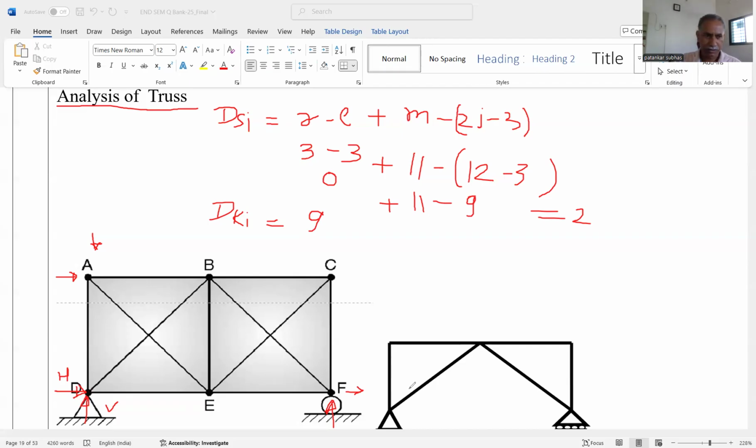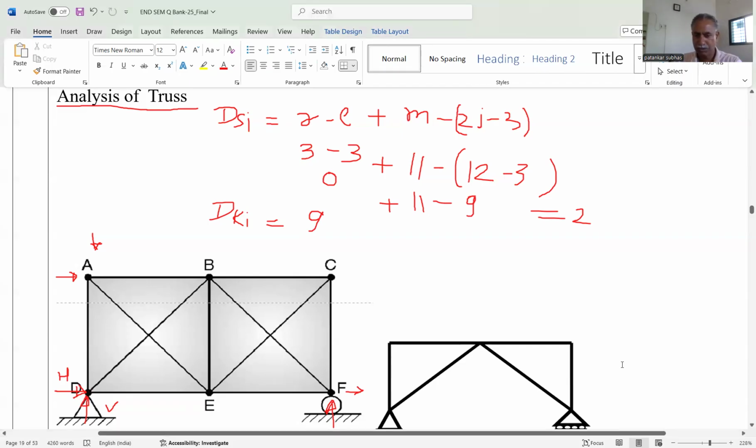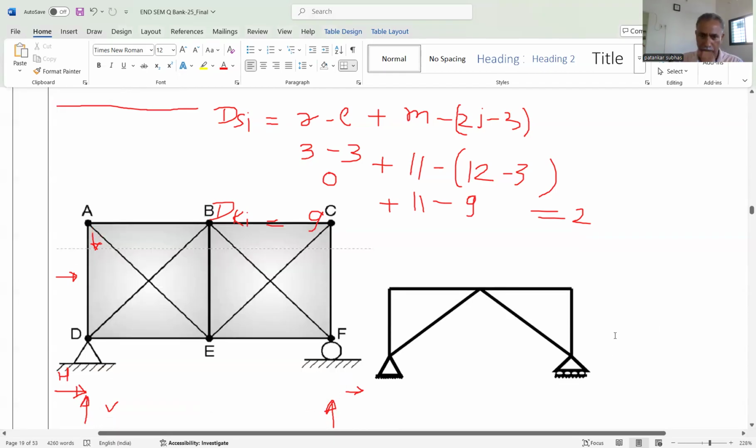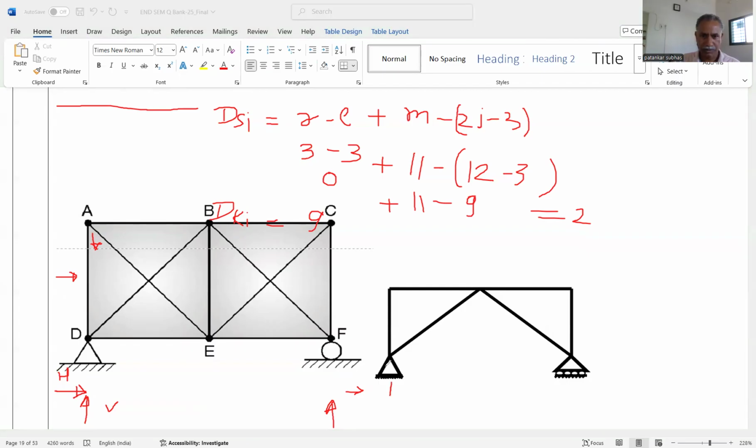Similarly for the second truss, it is observed that at one support we have two reactions, vertical and horizontal. At another support, there is a roller support, that's why 1. Therefore, R is equal to 3 and the equations available are 3. That's why R minus E is 0. But what about the internal?